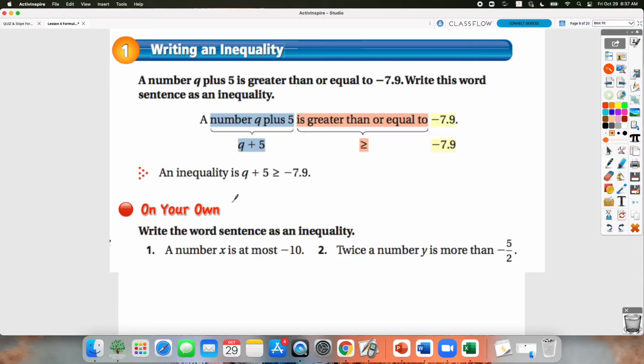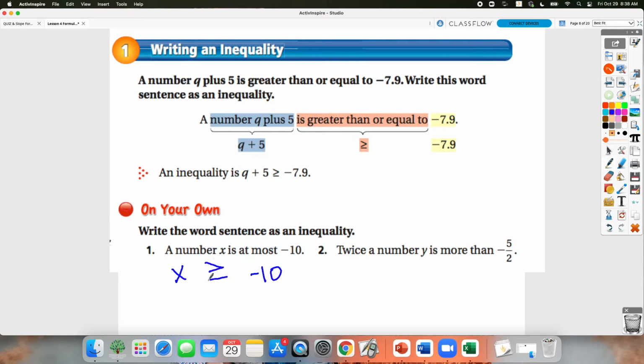So if our number x is at most negative 10, I know I'm comparing x and negative 10. So I'm going to go ahead and write those two things. But then I need to figure out what symbol needs to go in between them. So what symbol would match up with at most negative 10? Darnell, what do you think? It wouldn't be greater than or equal to, because if it's at most negative 10, that means negative 10 is the highest it can be. Cruz, what do you think I need? Less than or equal to? Less than or equal to, yeah.